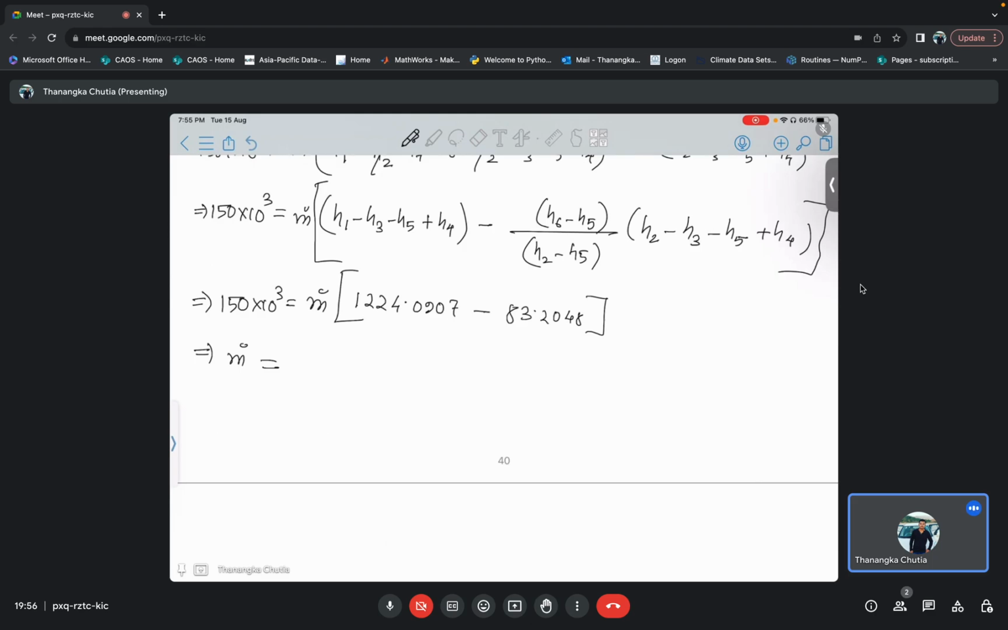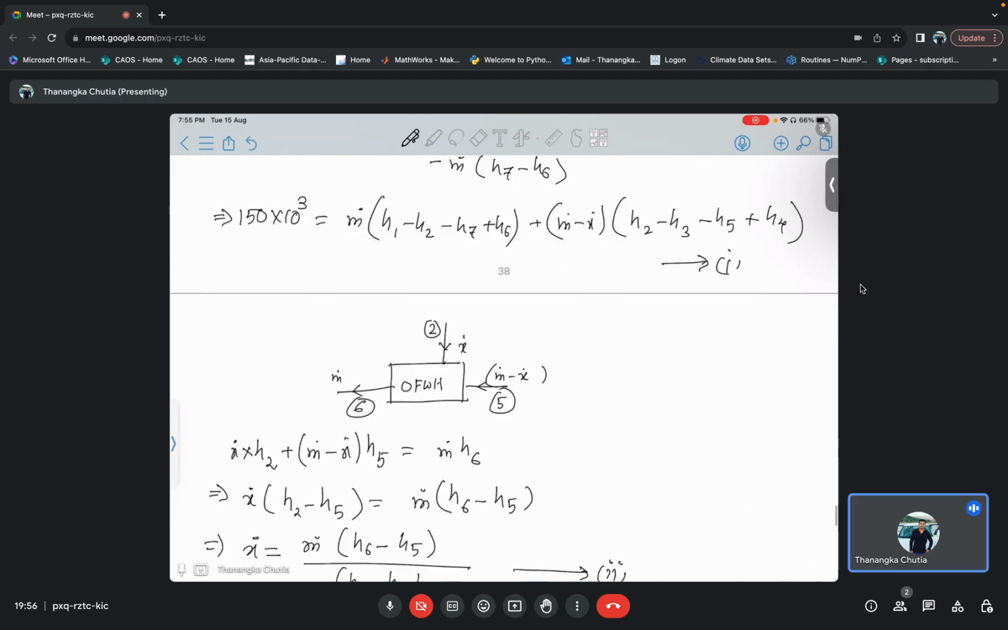150 into 10 to the power 3 divided by 1224.0907 minus 83.2048, so that is 131.476 kg per second. This is the mass flow rate of the steam.